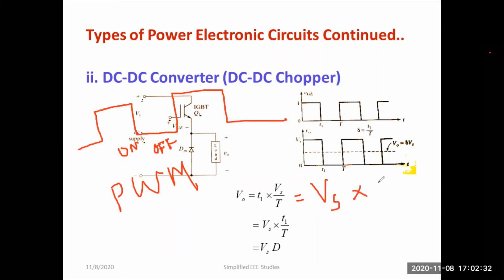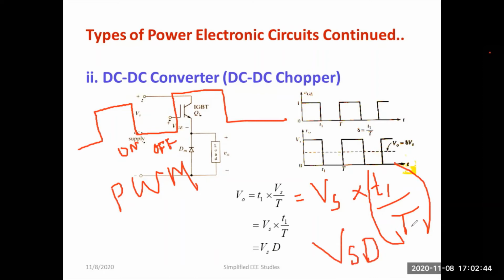So Vs into T1 divided by total time T. T1 divided by total T is known as the duty cycle. You can replace T1 divided by T with the duty cycle D. So the total output voltage is given by Vs times duty cycle. You can put special consideration on this. This is one of the most important equations. V naught is given by Vs into D. Okay, so this is the concept.